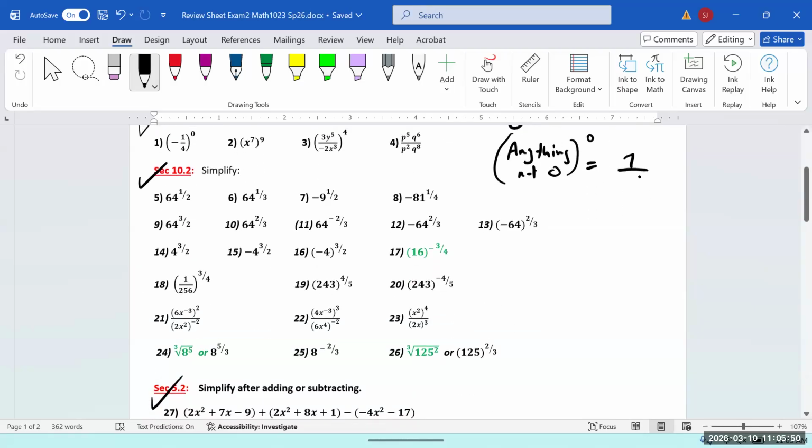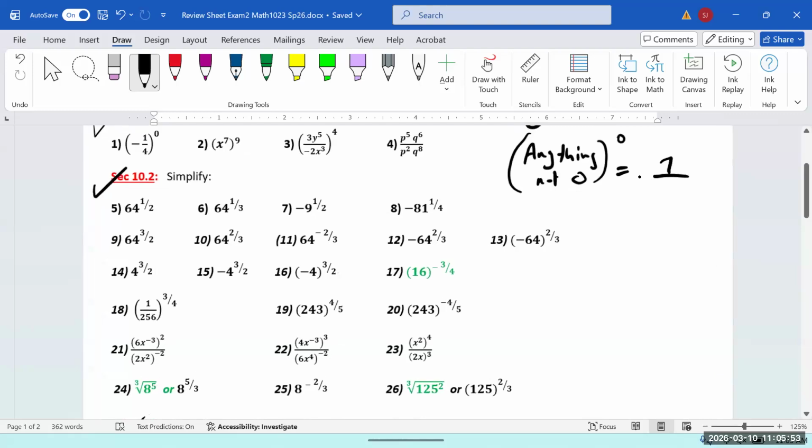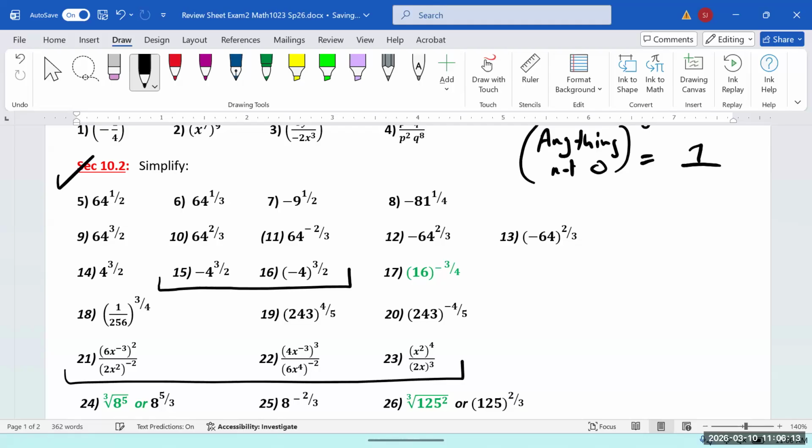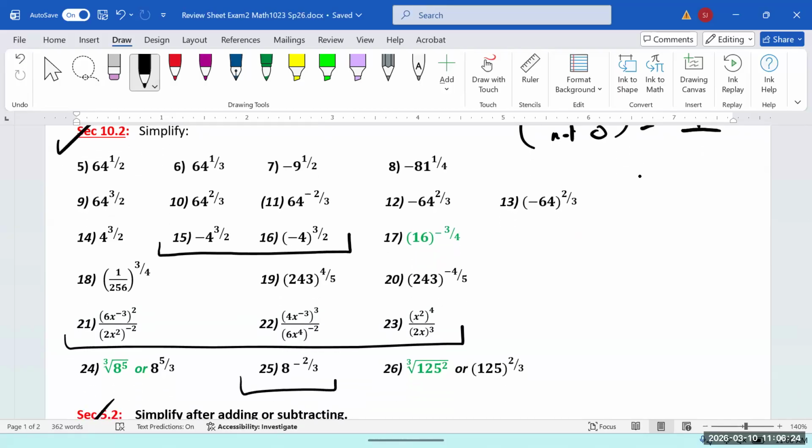Now for 10.2, there are so many questions, so many of the same type. But you have to be careful about having a negative in the front and having a negative inside the parentheses. Be mindful about that. And definitely one of these from 21, 22, 23. And then all the rest are very similar, but let me distinguish them. These have negative powers. So definitely one with the negative powers.